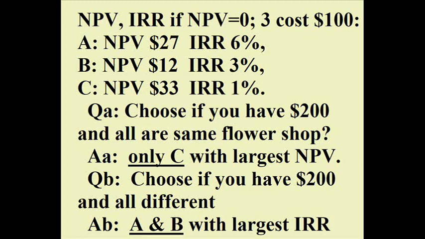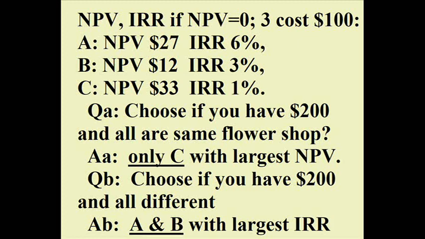And let's say these are all the same flower shop, financed different ways. Well, you have more than enough money to do 2, but you can only do 1. So you choose the highest NPV, and that happens to be here C, with an NPV of 33.